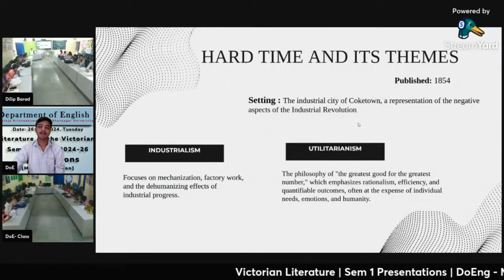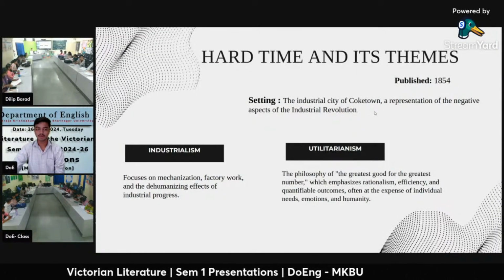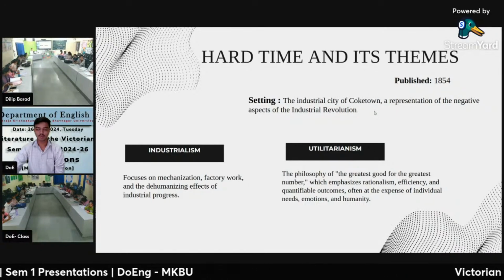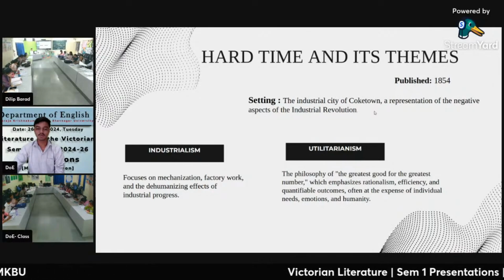So first of all, Hard Times and its themes. It was published in 1854. Its setting is the industrial city of Coketown, a representation of a negative aspect of the Industrial Revolution.